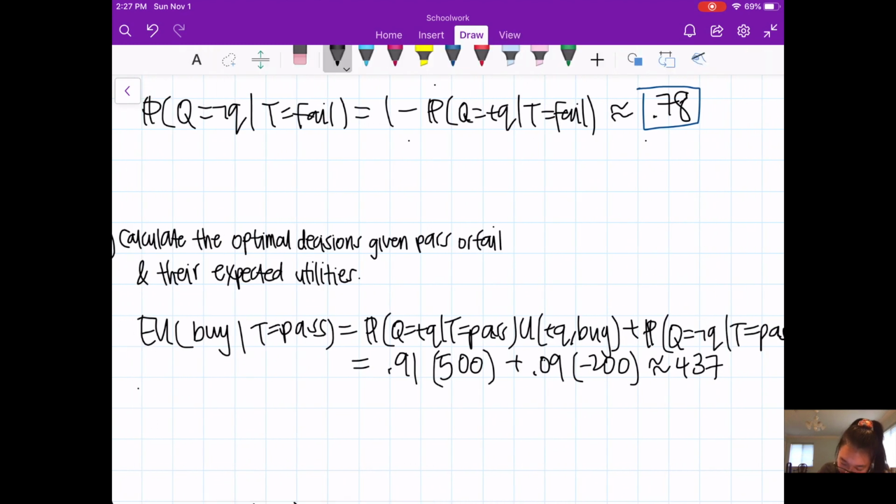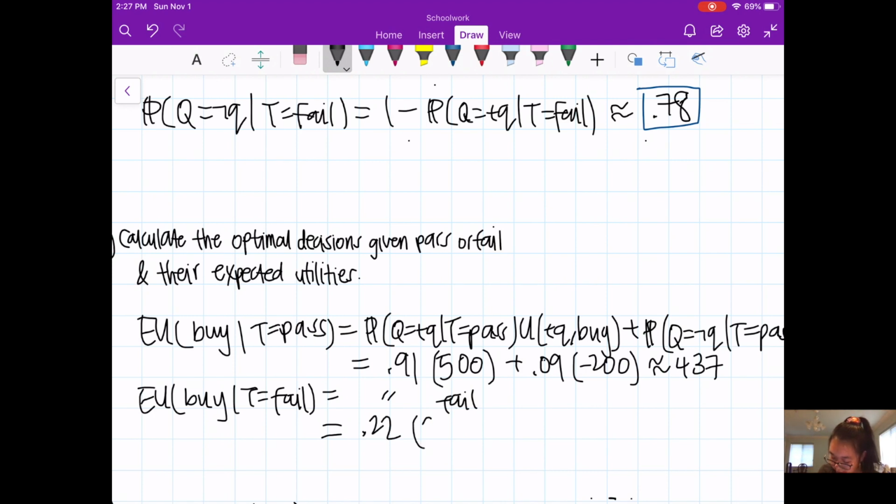And then the next case we can look at is whether you buy, but the test was a fail. In this case, you would look at basically all the same things, but each of the passes will become a fail instead. So I'm not going to write it all out again. Then this will be equal to the 0.22 from the previous part times 500, and then 0.78 times negative 200, and that will be equal to negative 46.